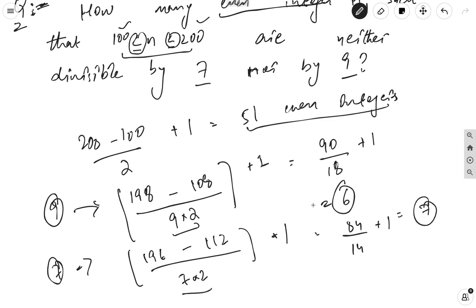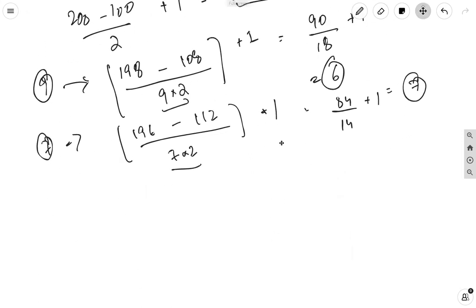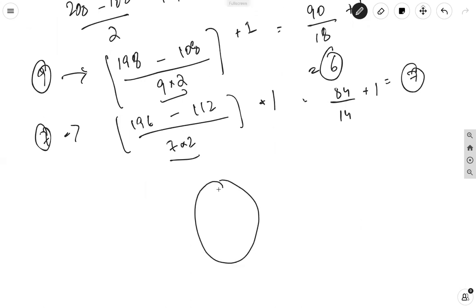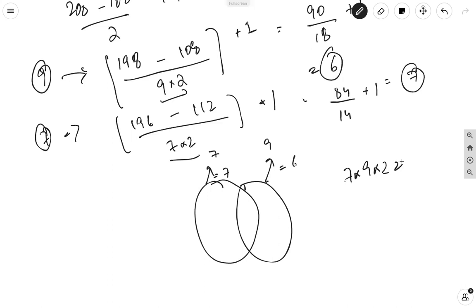But there's still an issue with this question. There could be common values. This is actually a Venn diagram concept. We have even multiples of 7 and even multiples of 9. For 7 we have 7 values, and for 9 we have 6 values. But we could have an even multiple of both 7 and 9. 7 times 9 times 2, what is this value? That is 126. And if we proceed further, that will be way greater than 200. So there is only one value included in both of these. So that is 1. Now 7 minus 1 is 6, and 6 minus 1 is 5.